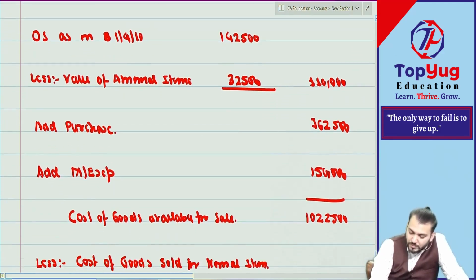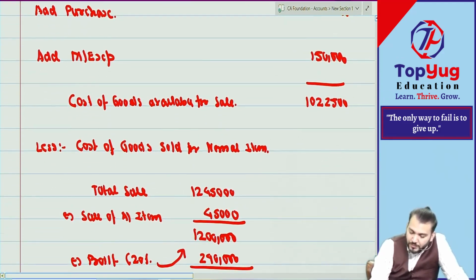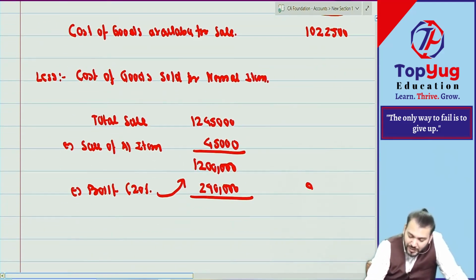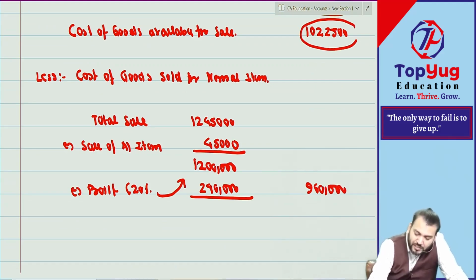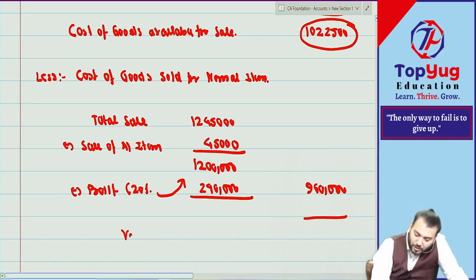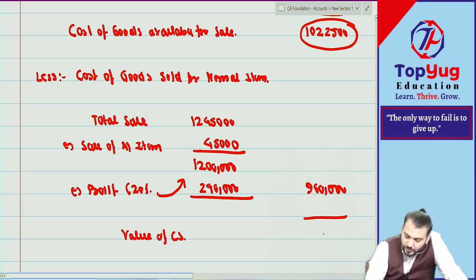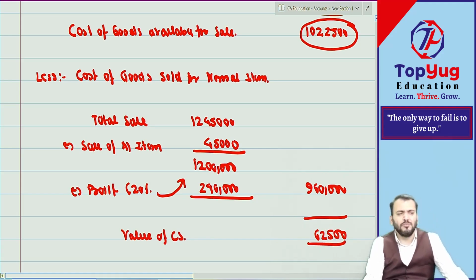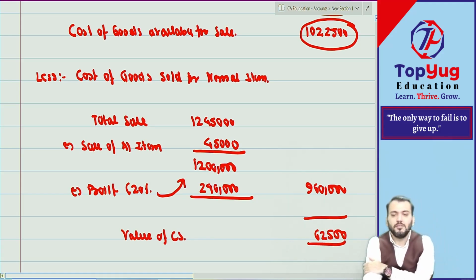Yes or no? Cost of goods sold. So what is the cost of goods sold? 9 lakh. So this was available for sale, this was sold, so the balance will be the closing stock. What is the value of closing stock? Is the same answer coming or not? That we only calculated. So you can do it this way also because the solution is given this way. Have you understood?